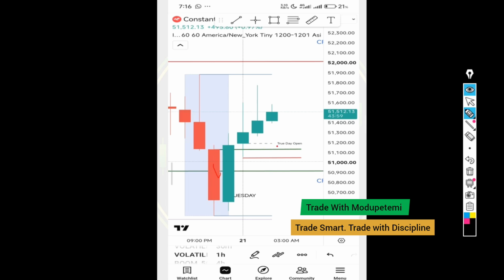Above the open, I have my true day open price. These are the things you don't play with. ICT, we talk about true day open price. In this situation, if you are buying, buy below the true day open price. If you are selling, sell above true day open price. So if I want to buy this market, I know I cannot buy because price is above the true day open price. So I was waiting for a retracement, and don't forget that I was waiting for 50% retracement of my previous 4 hours bearish candle.